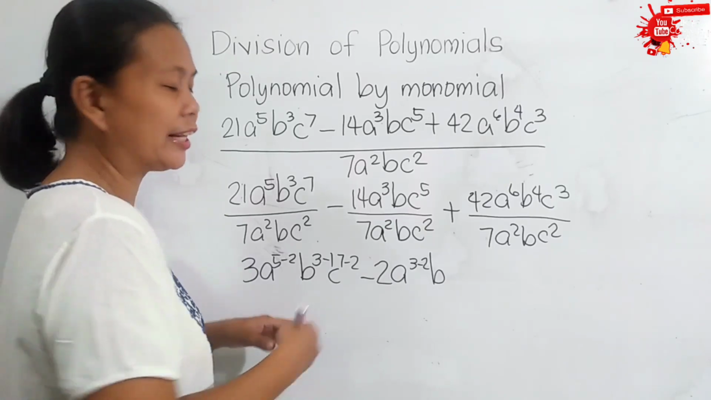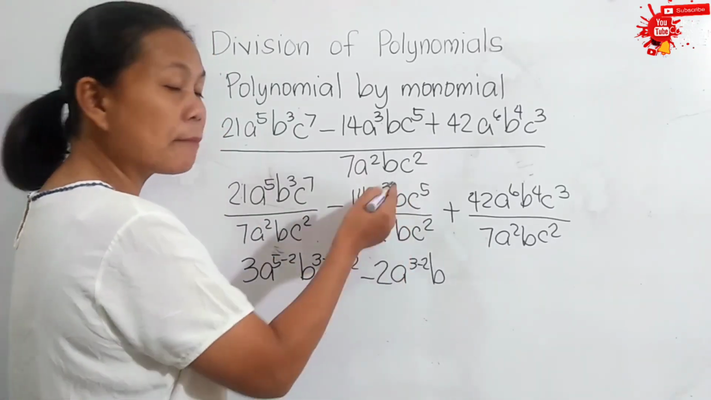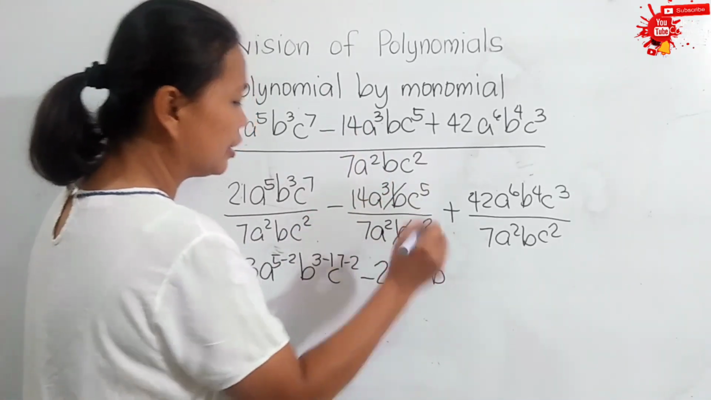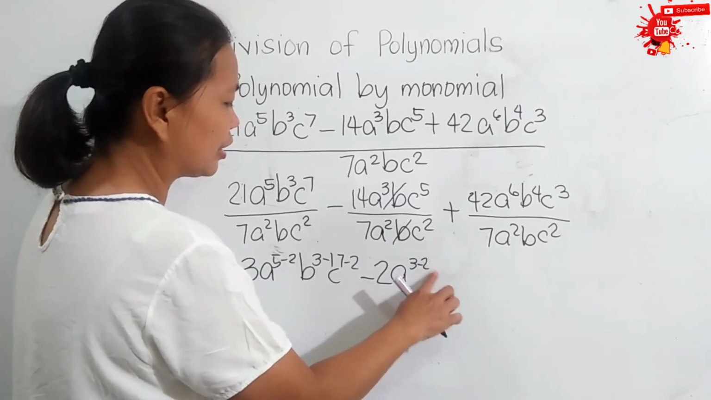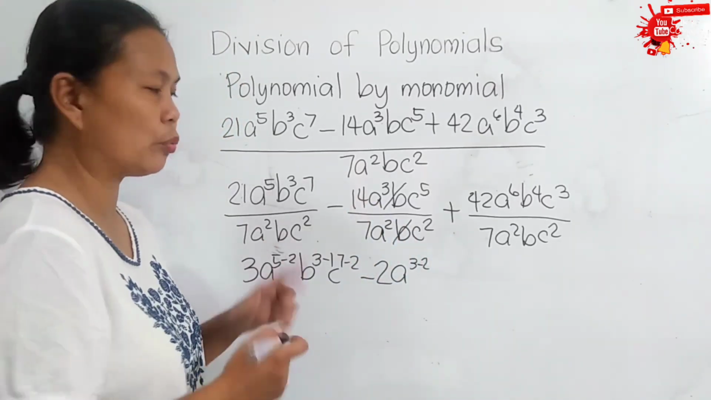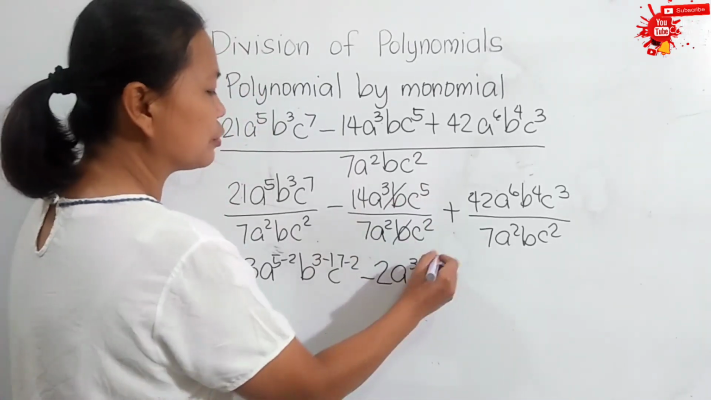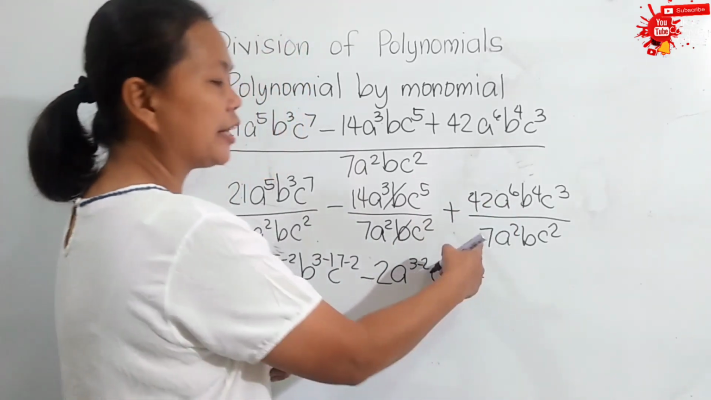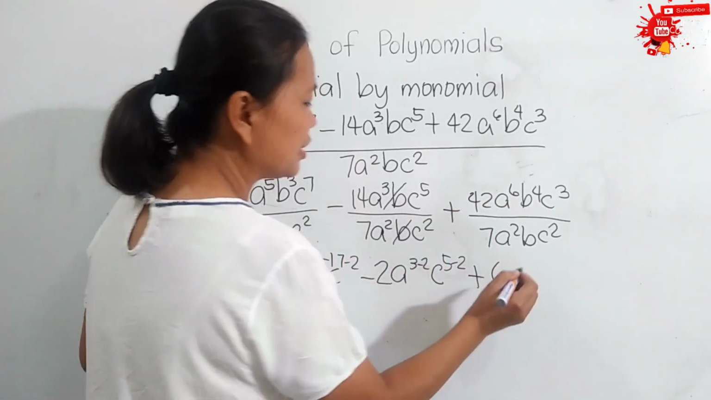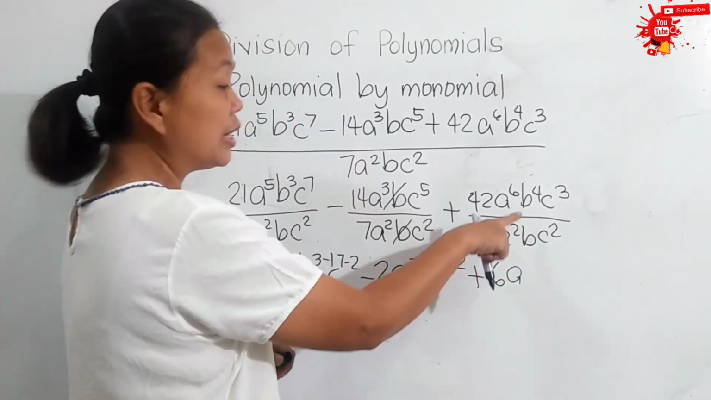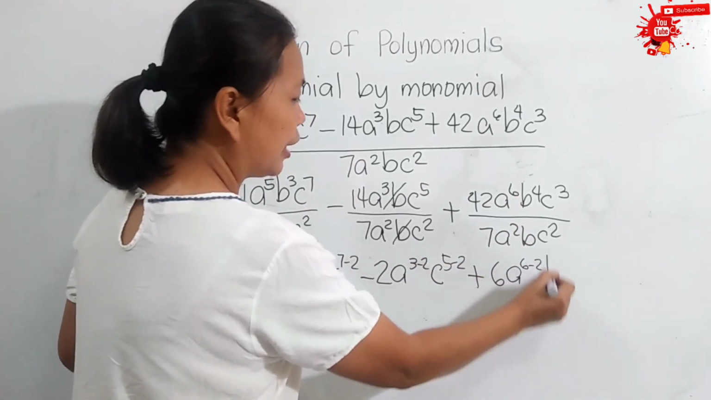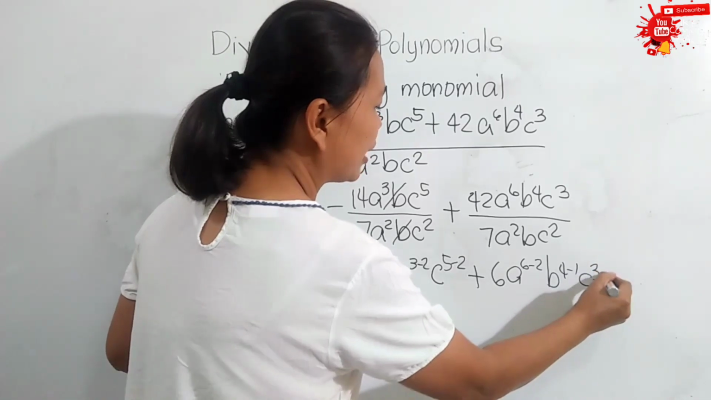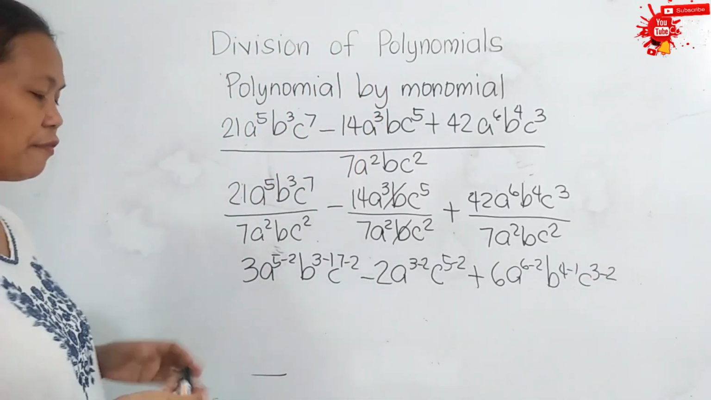So for this, let us make it a shortcut, diba? If we have the same base, then we have the same exponent, it is equal to 1. So we can cancel b. So we can erase letter b, okay? Because it's already equal to 1. Then we have here c raised to 5 minus 2. Then positive 42 divided by positive 7, so we have positive 6. Then a raised to 6 minus 2, then b raised to 4 minus 1, and c raised to 3 minus 2. Then let us simplify our answer.